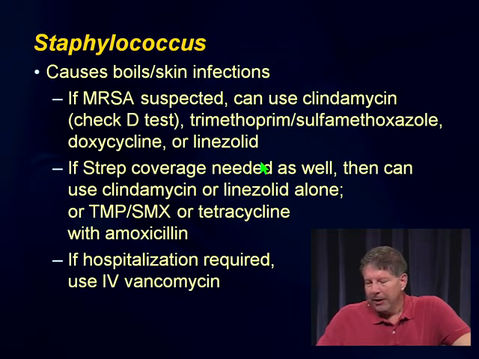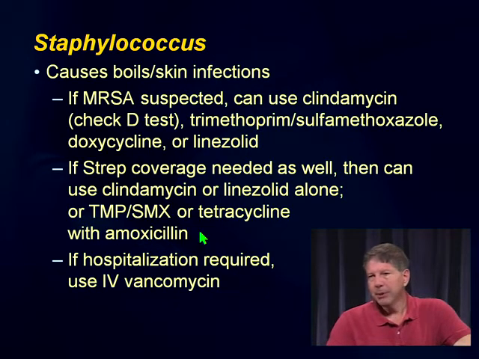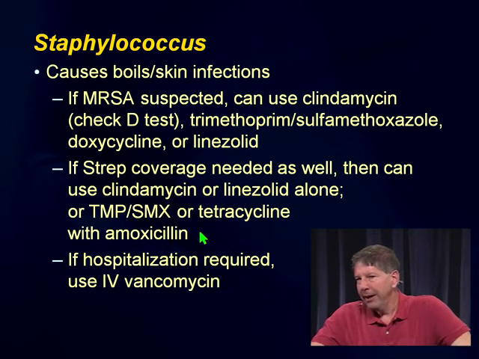If you're going to use Bactrim or tetracycline or doxycycline, you need to add amoxicillin because these two, trimethoprim sulfa, tetracycline, doxy, don't cover strep real well. So you'd have amoxicillin added to it. If you're having to put them in the hospital because of their cellulitis, you're going to use IV vancomycin. Again, MRSA, use IV vanc.